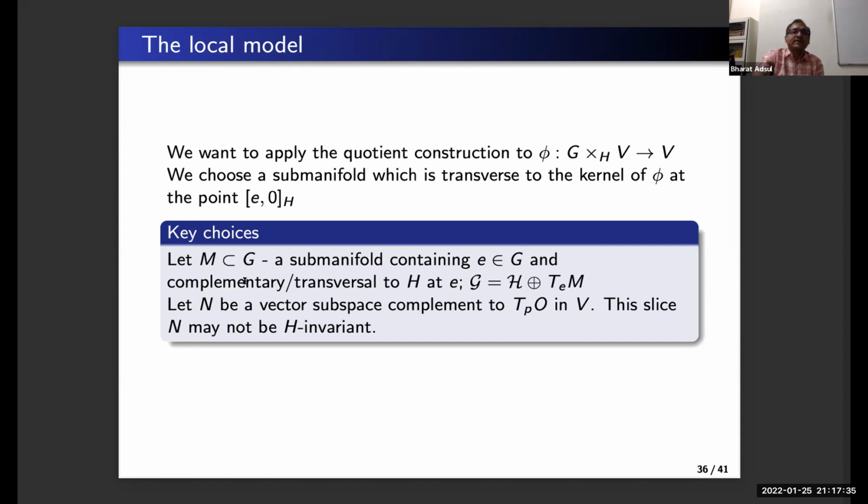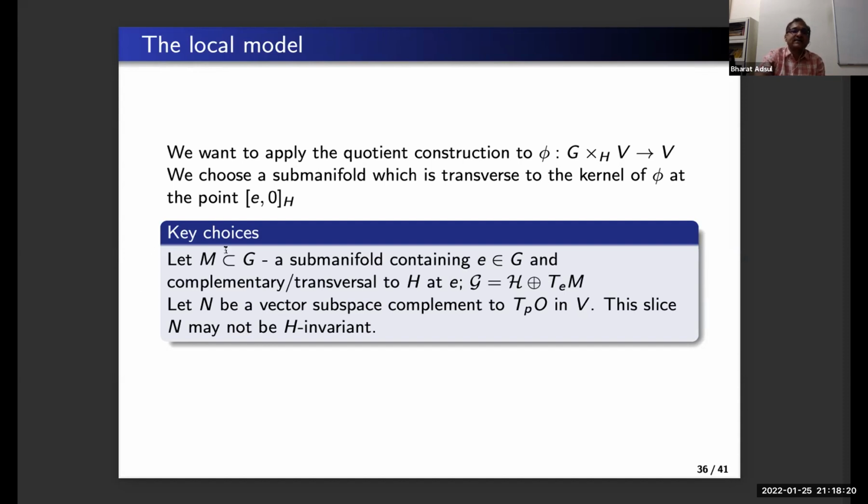So what we do is that there are some choices to be made. Unlike the Lunar model, there are some choices inherent in this local model. First of all, you have the group G and you have the stabilizer subgroup. You pick a submanifold, at the identity point, which is transverse to H. So at the tangent space level, the two tangent spaces complement each other. And then you pick any vector subspace complementary to the orbit in the ambient space. Note that this slice or this complement may not be H invariant.